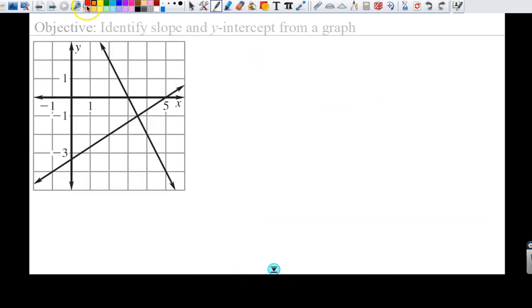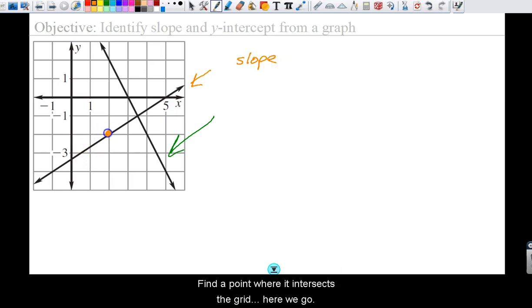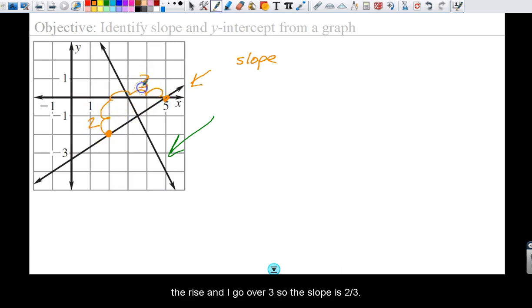Let's try it again. I'm going to identify the lines. Let's make this one orange, and we'll make the other one green. In the orange line, find a point where it intersects, here we go, another point there. It looks like the slope is +2 with the rise, and I go over 3, so the slope is 2/3.